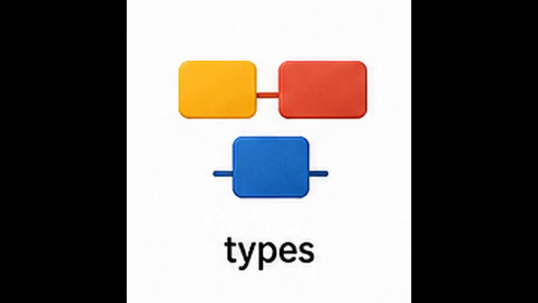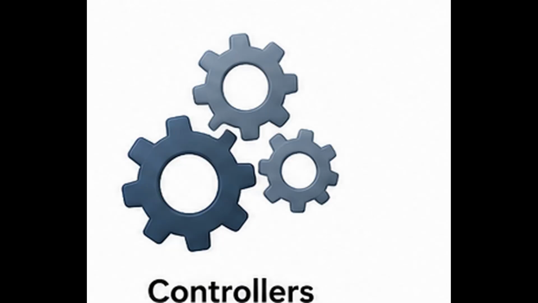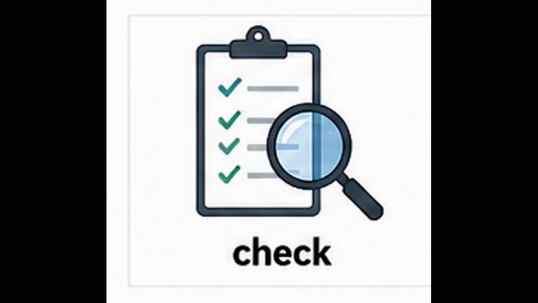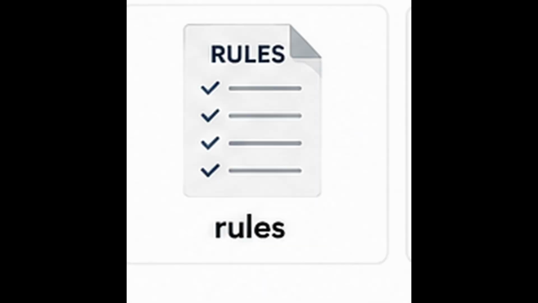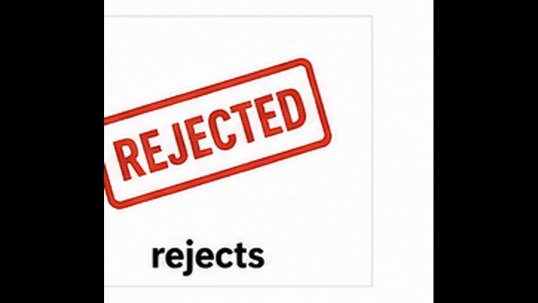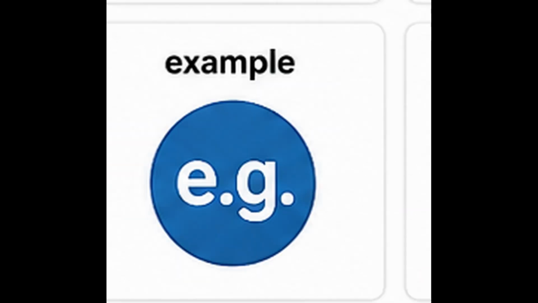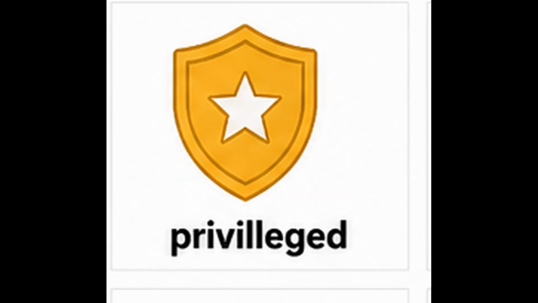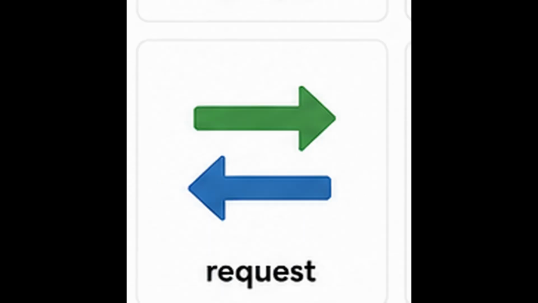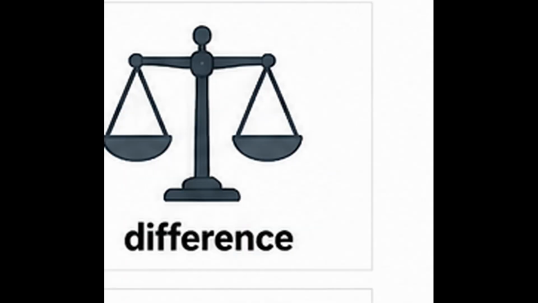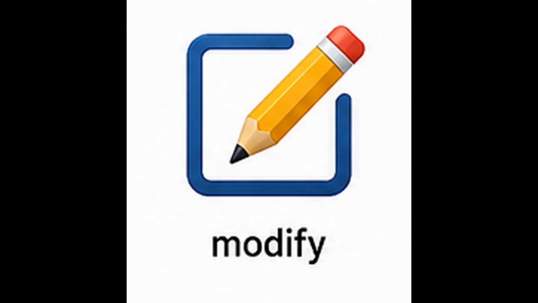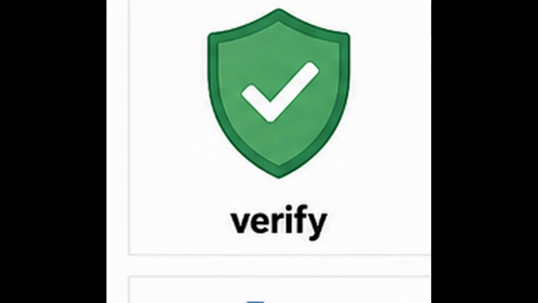The second type is validating admission controllers. These do not change anything. Instead, they check whether the request follows the required rules. If the request violates a policy, Kubernetes rejects it. For example, if a pod tries to run with privileged access, a validating admission controller may deny the request. So remember this simple difference. Mutating controllers modify. Validating controllers verify.